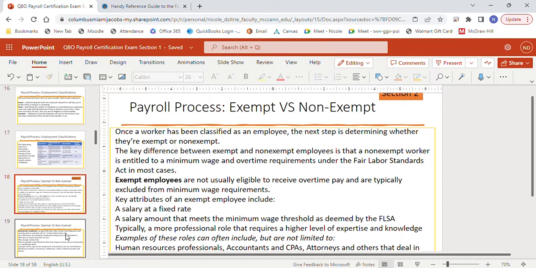Now, they didn't have a specific section in the training section that went into detail with exemptions. So I actually have something up here when we get to that part, so we can look at it from the Department of Labor website. Exempt employees are not usually eligible to receive overtime pay and are typically excluded from minimum wage requirements. Key attributes of an exempt employee include a salary at a fixed rate, so probably something like an administrator or a job at which you're getting a set amount, usually within a certain amount of time.